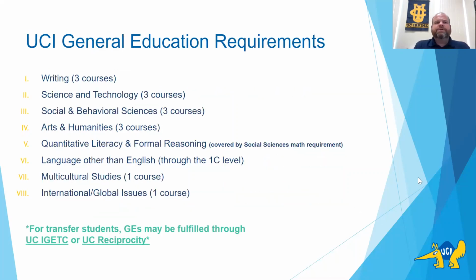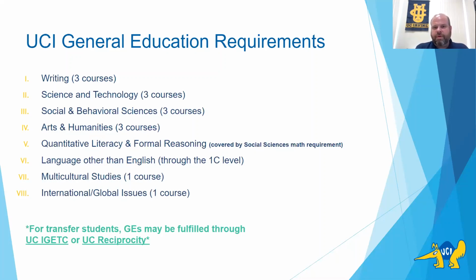All right, so UCI general education requirements. So every student has to have major requirements, general education requirements, units to graduate. So this is what UCI has for their general education requirements. And as you can see there are 8 specific categories. The first one is writing, and that entails 3 classes. 2 of them are lower division writing courses, and 1 is an upper division writing course that all students must take.